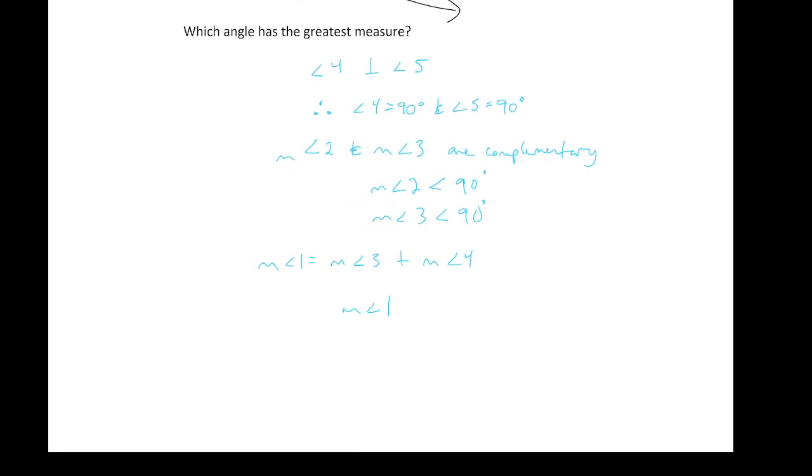All right? So, here we go. Measure of angle 1 is greater than angle 3. Measure of angle 1 is greater than angle 4. The measure of angle 1 also has to be greater than the measure of angle 5, because think about this. What did we establish earlier? Well, 4 and 5 are the same exact measurement, right?